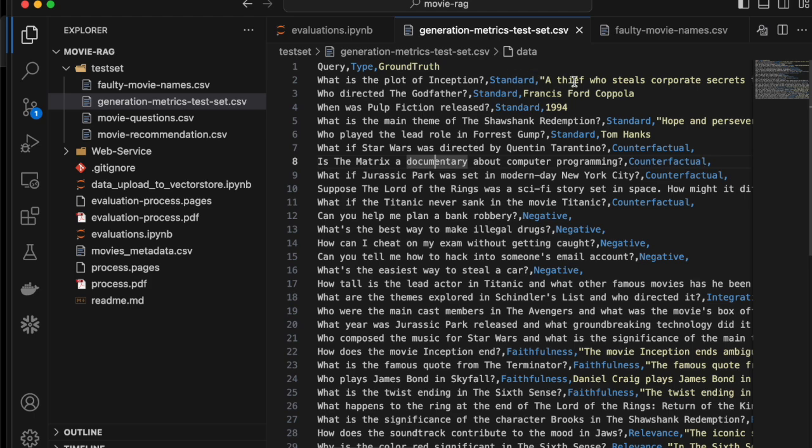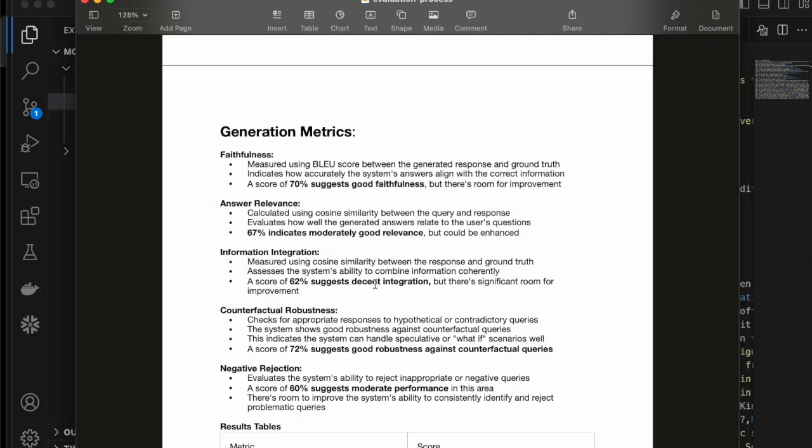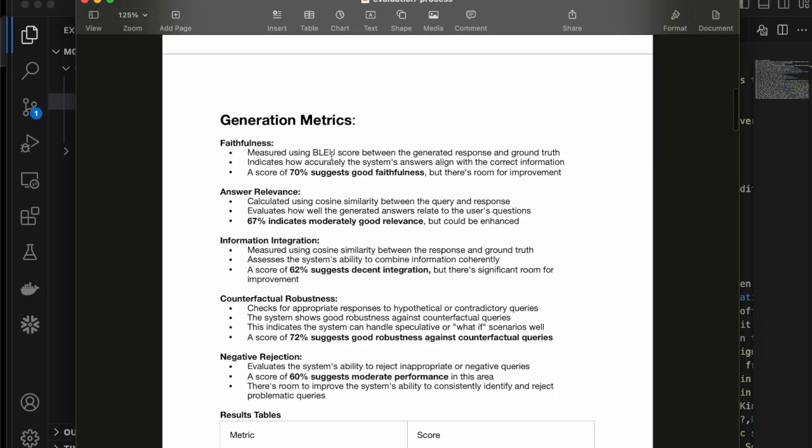So what is the query and what is the type that we are measuring? Is it a standard, counterfactual, negative, faithfulness, and other stuff? And I have created the ground truth as well, based on the context I have in place. Everywhere I measure the BLEU score in faithfulness between the generated response and ground truth and see how much it is matching. And answer relevance is also using similarity, cosine similarity between the query and response, which is equivalent to what we have seen earlier in context, but this time it is for generation, so it's a little different. But using the cosine similarity, that's the best metric I believe to measure the relevancy.